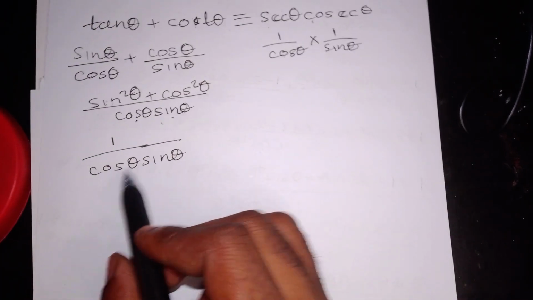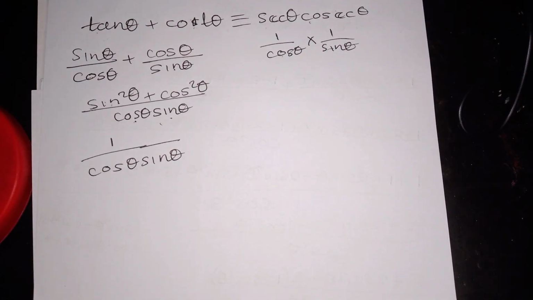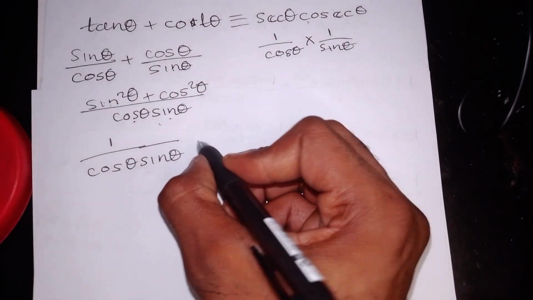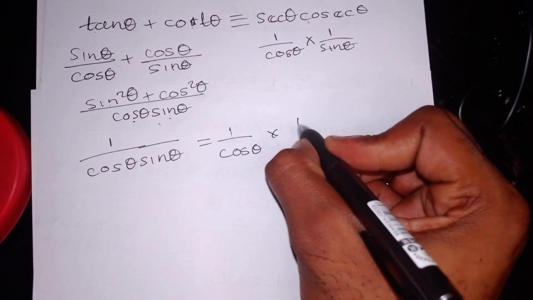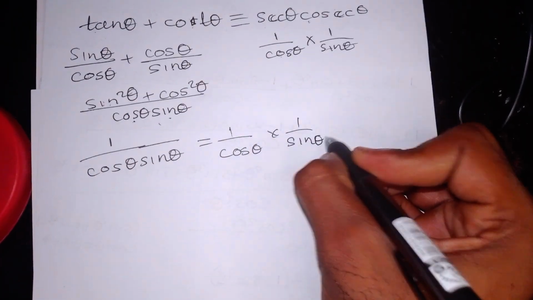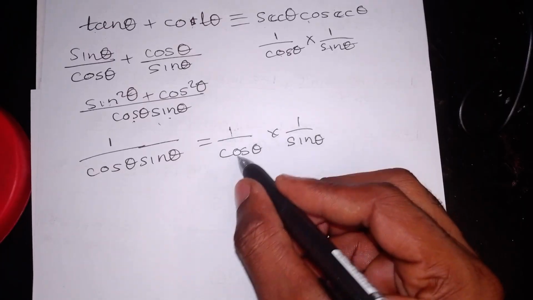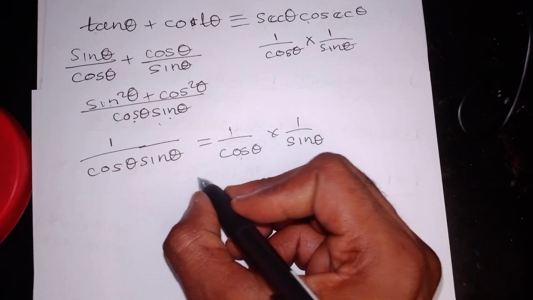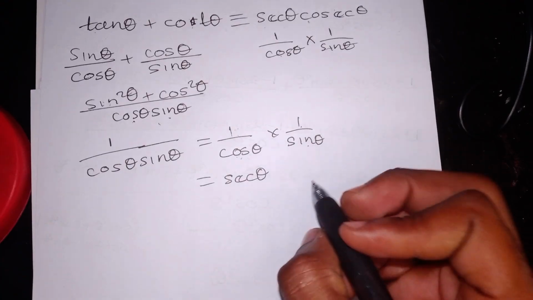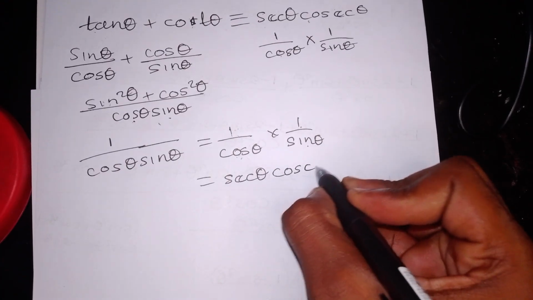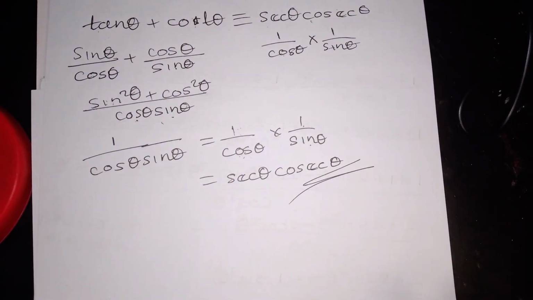So as you can see, this is what you want. You can even separate it like this: 1 over cos theta multiplied by 1 over sine theta. And then we all know that the reciprocal of this is sec theta, and that of this is cosec theta. And so we are done.